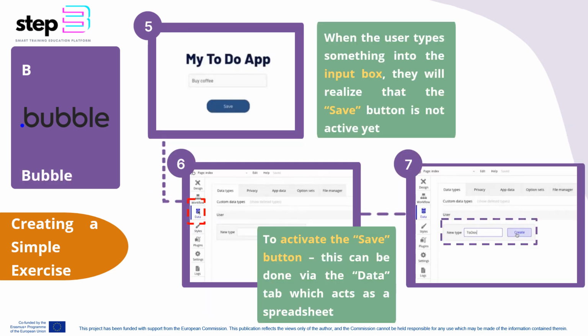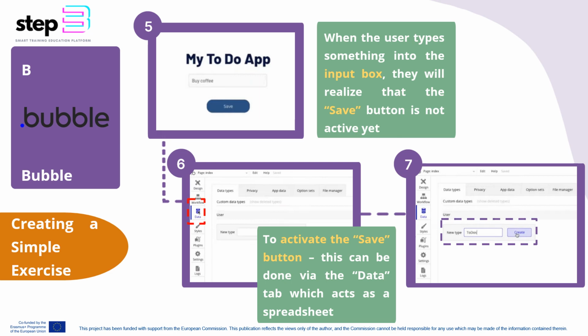As seen in image number 5, when the user types something into the input box, they will realize that the Save button is not active yet. As mentioned previously, programming is a form of communicating with a program or a computer in order to tell it what to do.